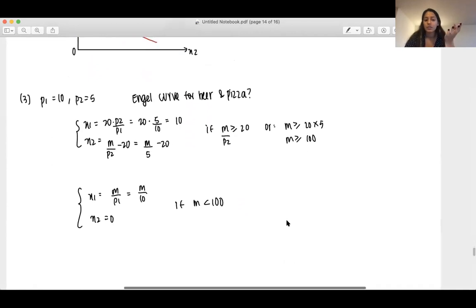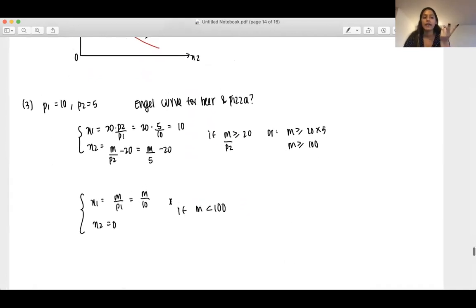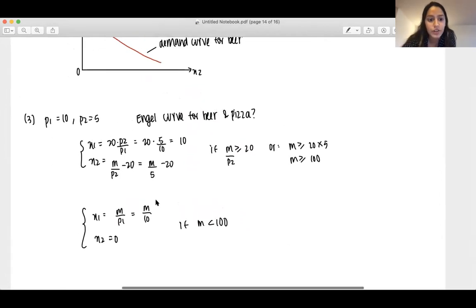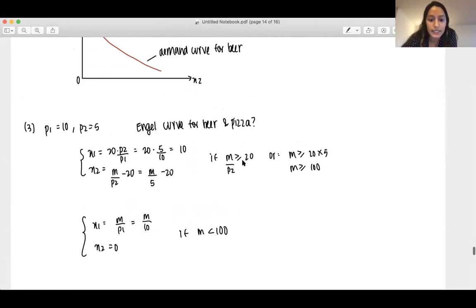So this question, as I said, is quite long. So we've done two parts now. And the third part is where they give us P1 is equal to 10, P2 is equal to 5, and they ask us for the Engel curve for beer and pizza. I didn't go through the Engel curve with you, but I'm pretty sure you did it in class. So in order to do that, it's really important that you get the first question right, which is the Marshallian demand function, because everything depends on that.